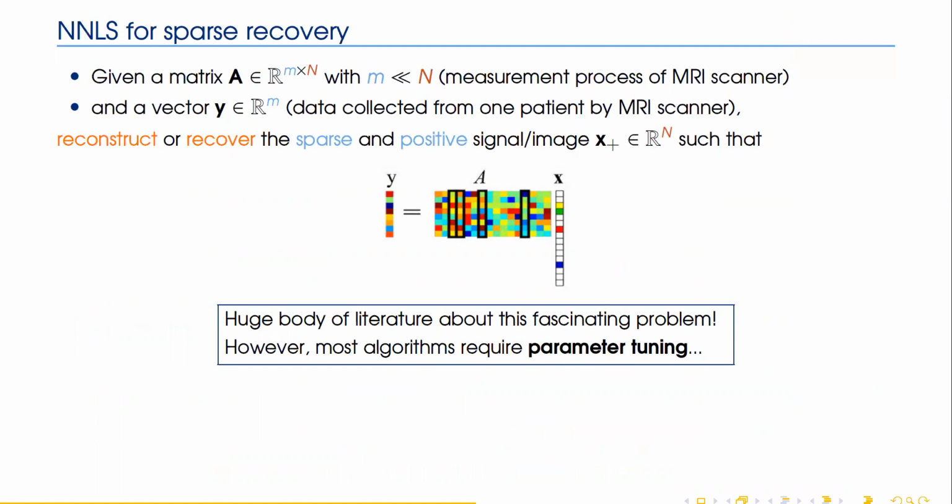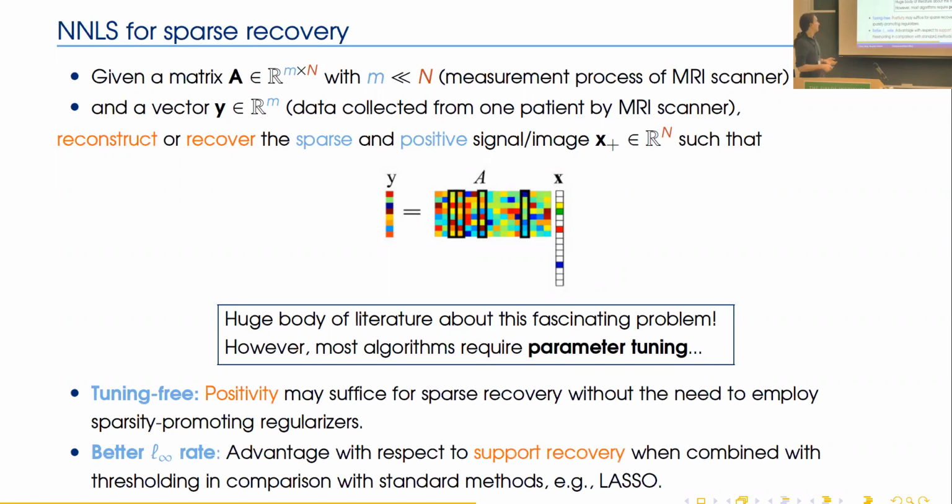So in sparse recovery, what you want to do is solve this problem. You want to recover a high dimensional vector from just a few measurements. Here we are talking about a non-negative vector. And there is a huge body of literature about this problem, and many algorithms for this problem require parameter tuning. But then it turns out that non-negative least squares is very useful for this problem as well.